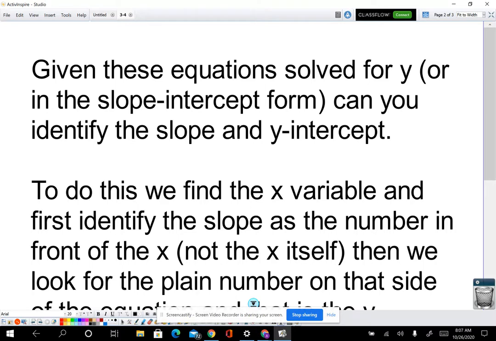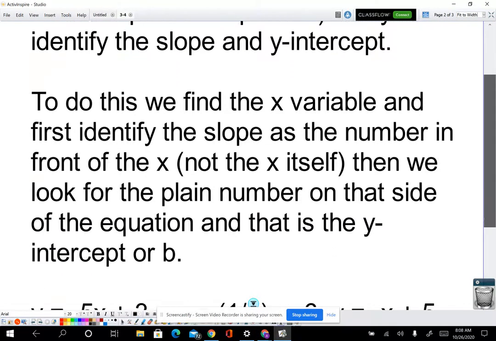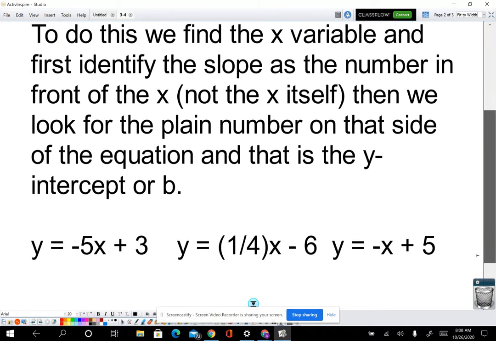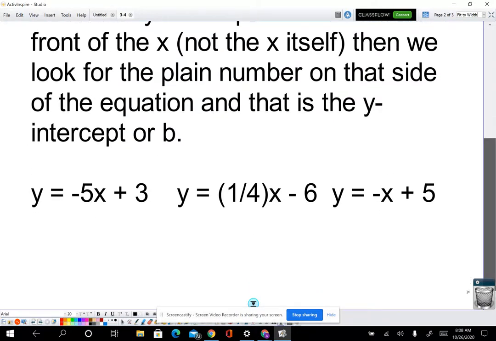Given that these equations are solved for y, or that they're in the slope-intercept form, you can identify the slope and the y-intercept. To do this, we find the x variable and first identify what that number is out in front of the x. Now, sometimes your number out in front of the x is going to be a 1, and you won't see a number, but it's there because the x is there. If the x is there, we have 1x. So let's look at some of these examples here.